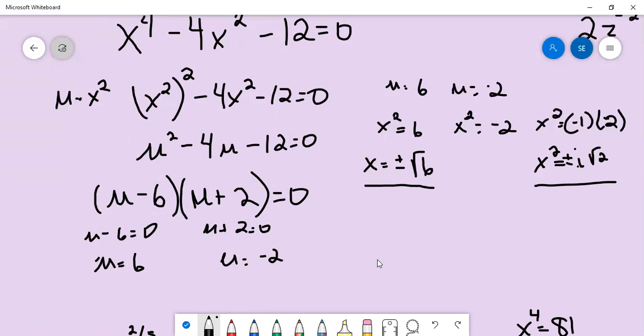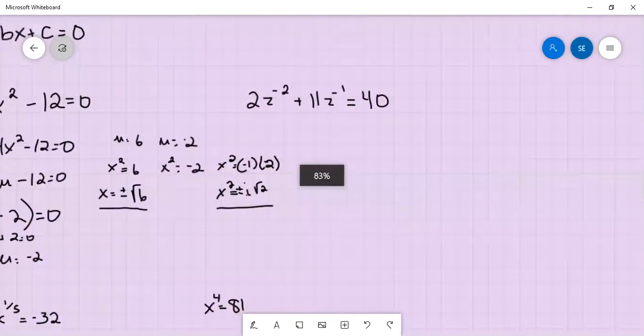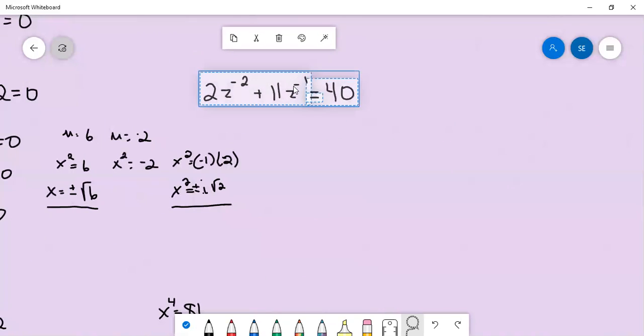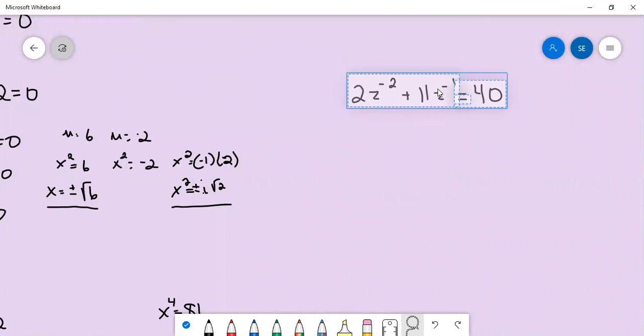Okay. Other types of equations that you'll see are equations with negative exponents. Let me just move this over. I got into my space here. We can see negative exponents. So when we have a negative exponent, there's a couple ways we deal with this. Again, we can use substitution. We can say u is equal to z to the negative 1.